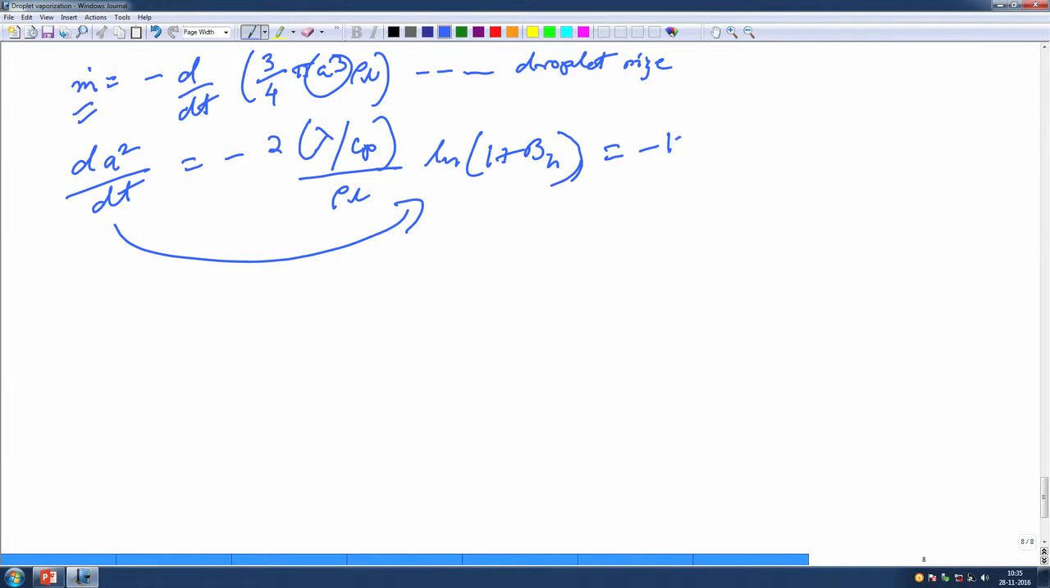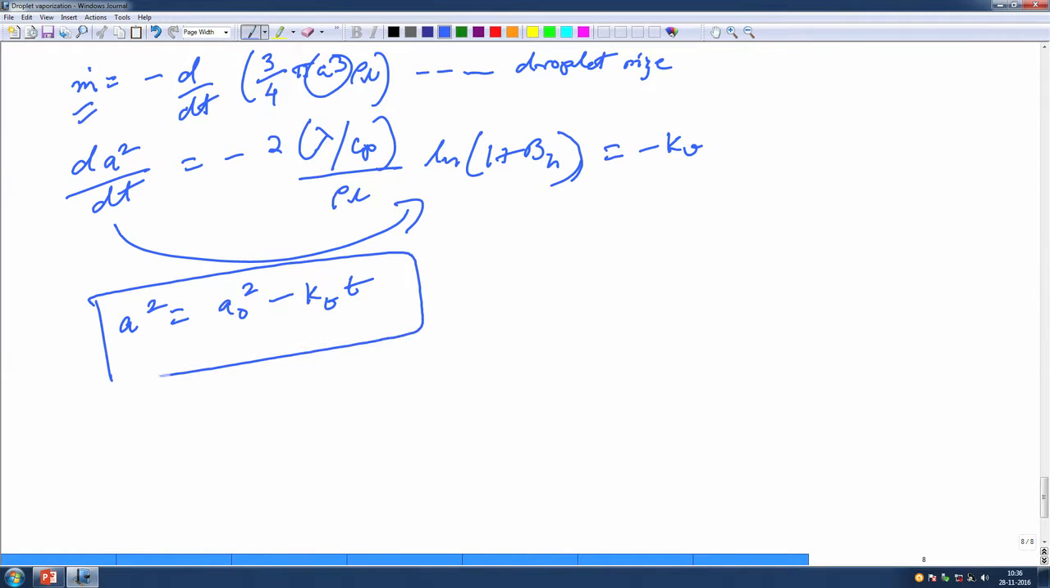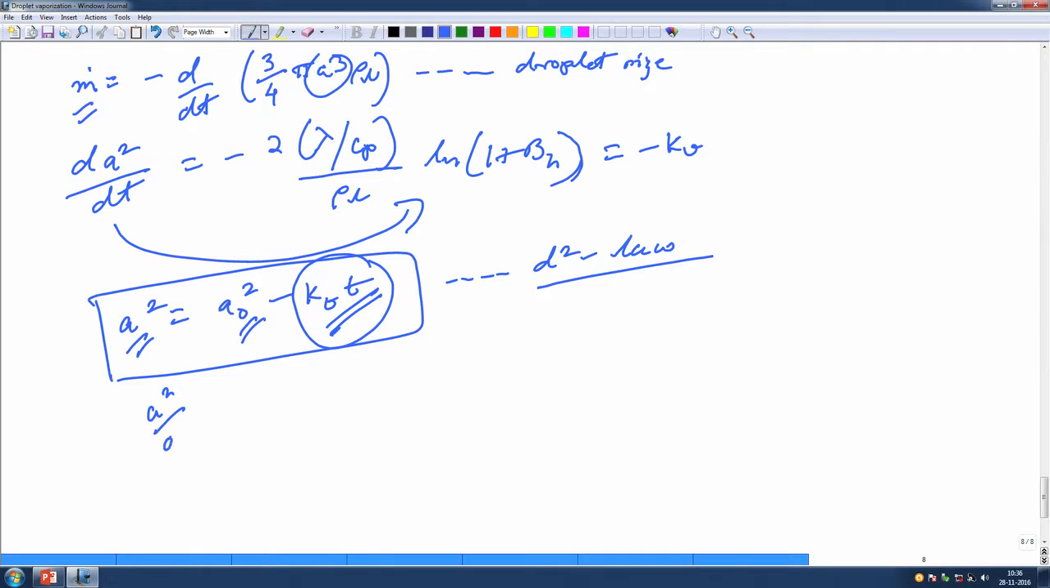Now, this is actually equal to minus kV, whatever, that is just a constant that we have done over here. So, basically if we integrate this, this will become a square equal to a naught square minus kVt. This is nothing but the d square law, got it, because a square, given the initial diameter, reduces at a rate which is basically linear. So, you can also normalize this a square by a naught square to 1 minus kV by a naught square into t.